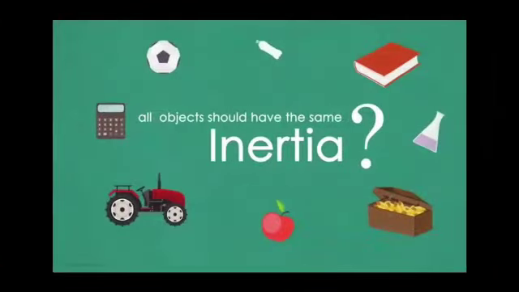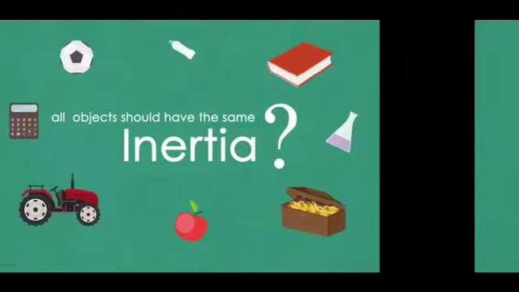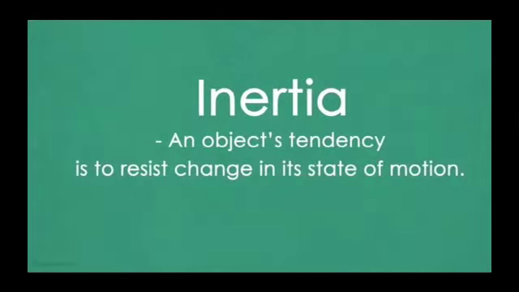Do you think that all objects have the same inertia? As all objects resist change in their motion, all should have the same inertia, is it? No, it's not. Inertia tells us how strong an object's tendency is to resist change in its state of motion.